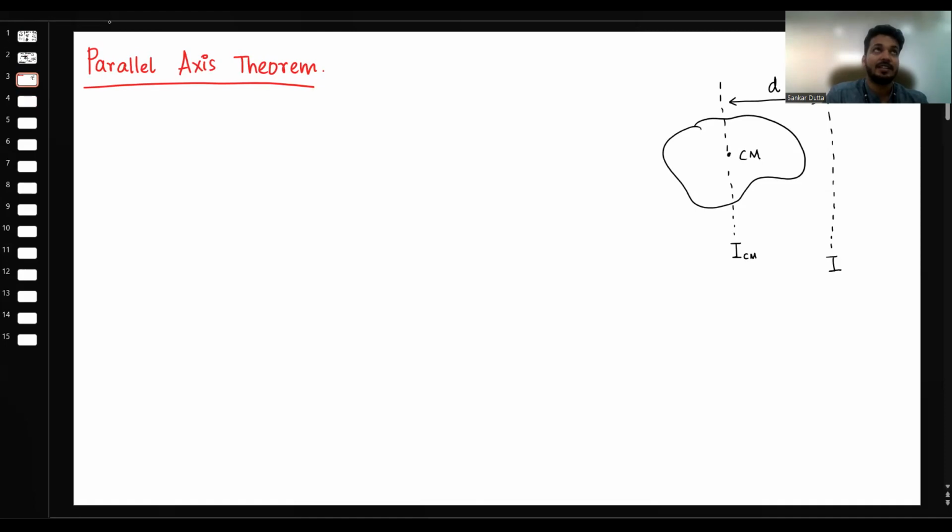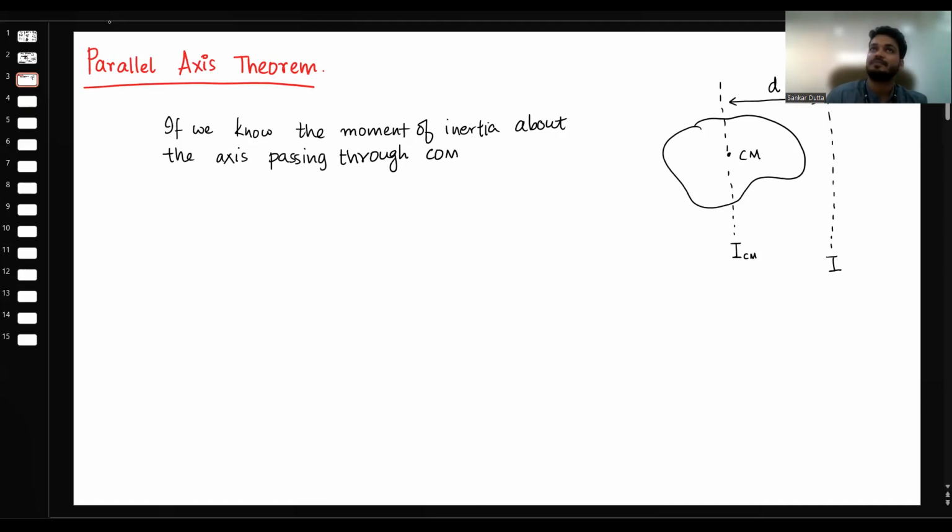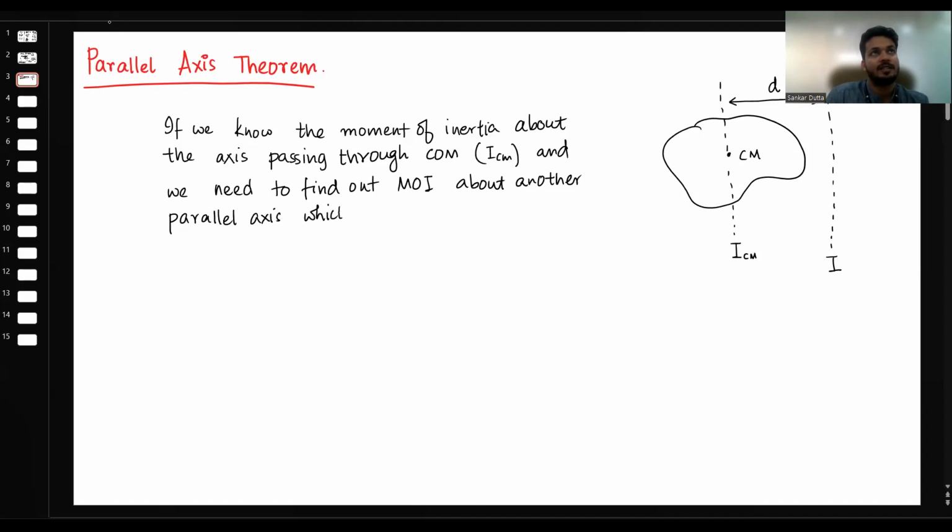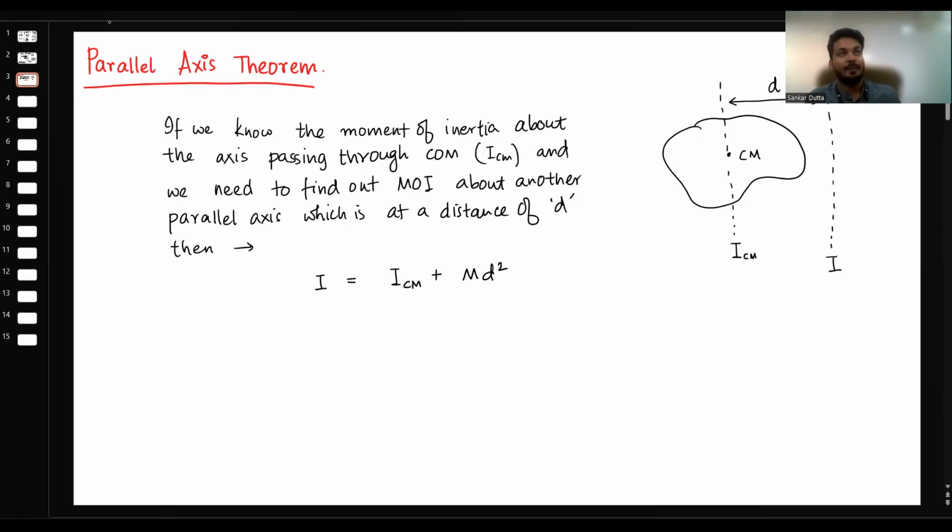Okay. Now, I'm going to write the theorem like this. If we know the moment of inertia about the axis passing through the center of mass, and we need to find the moment of inertia about another parallel axis which is at a distance of d, then I equals ICM plus MD square. I equals ICM plus MD square.